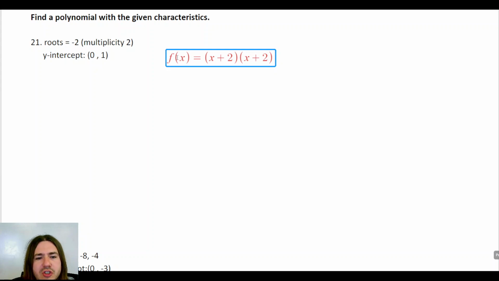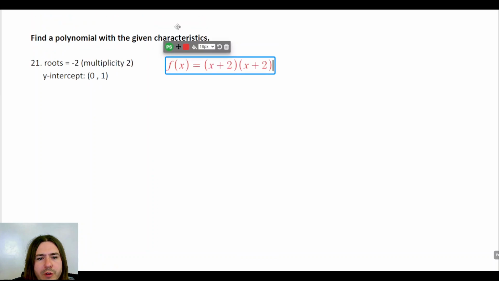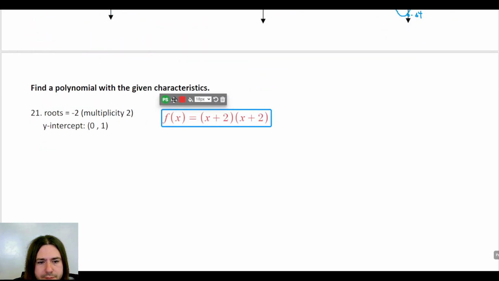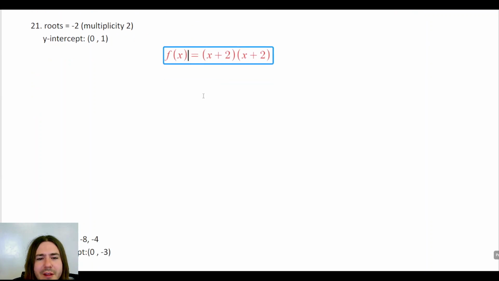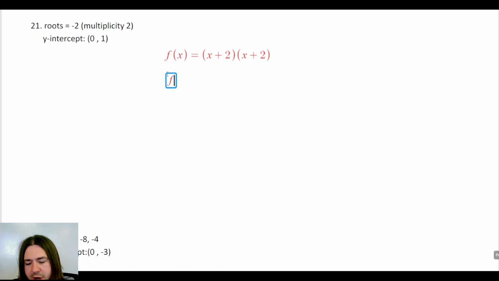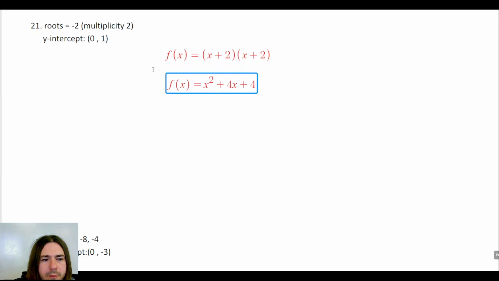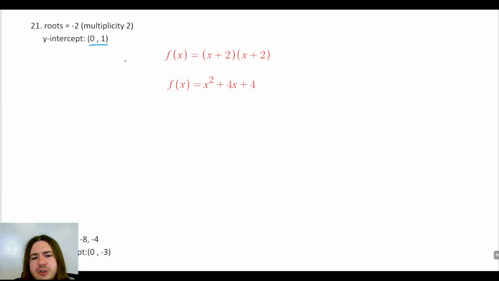So I'm going to just start with this. Oops. I guess I have plenty of space here. I don't know why I'm trying to save space. So when I multiply this all together and I get x squared plus 4x plus 4, notice the y-intercept is wrong. This is not the correct y-intercept. To adjust for that, we need to multiply this polynomial by a constant so that this last number is a 1. So when you think about that, you say, okay, what do I need to multiply 4 by to get 1?